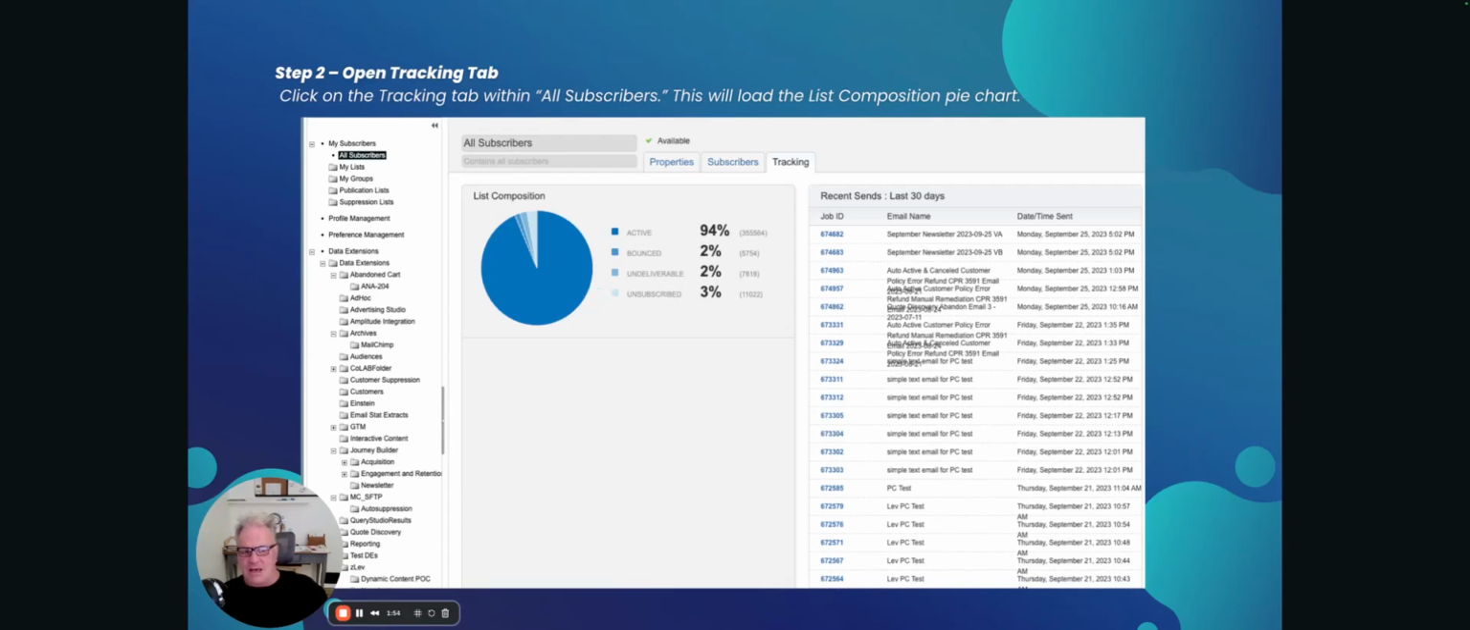Undeliverable, 2% here, and unsubscribed, 3%. So 11,022 unsubscribed, 2%, 7,818 just undelivered. It doesn't mean they bounced, it just kind of went and nothing happened, versus bounce means not in existence, right? And then active.